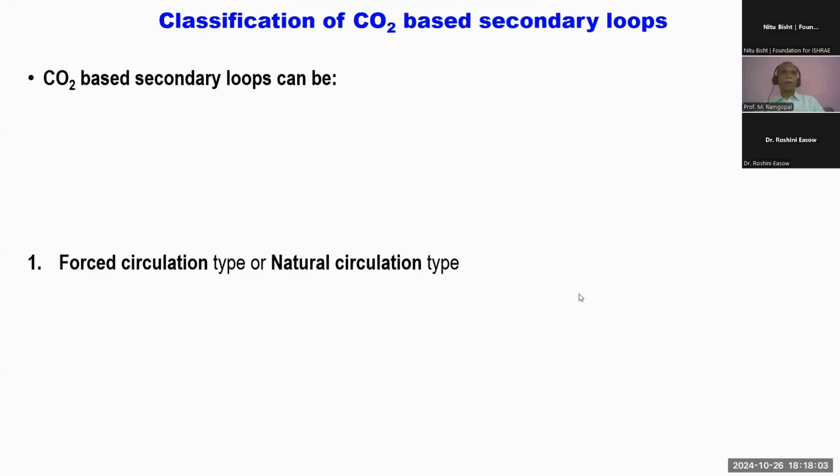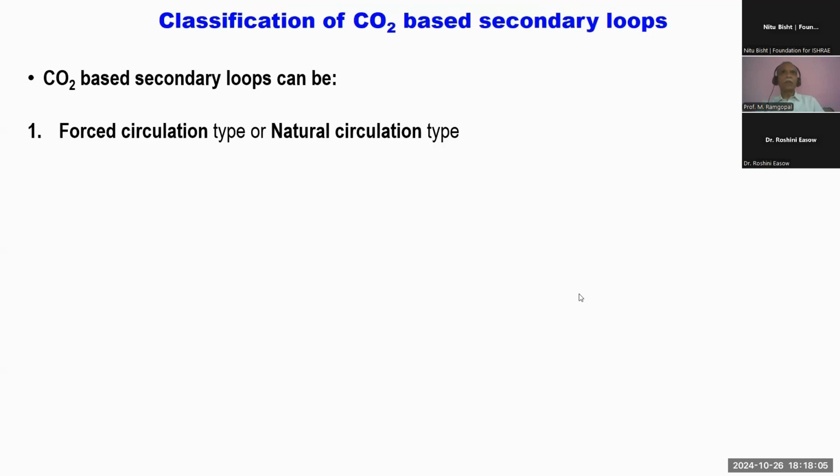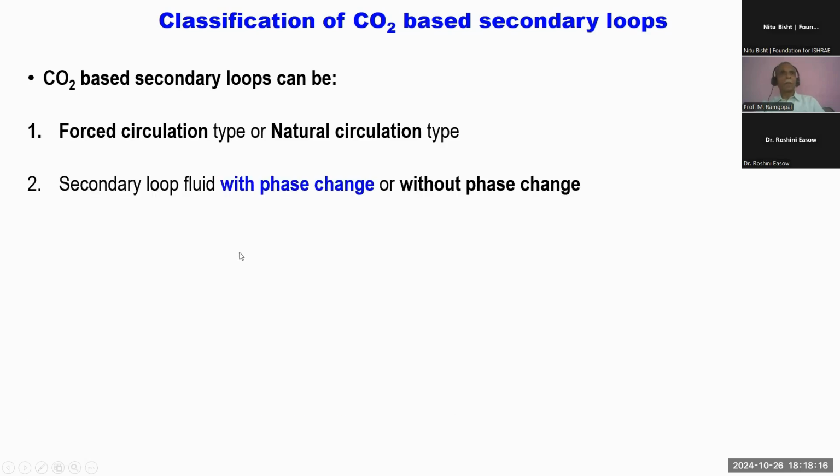So the CO2 based secondary loops can be forced circulation type or natural circulation type. In forced circulation type, as I already mentioned, a pump is required for circulating the fluid, whereas in natural circulation, we'll be using gravity for circulation. And the secondary loop fluid can undergo phase change or be without phase change. If you are using it for high temperature applications, then the loop will be in gaseous phase, so in a supercritical condition. But if I am talking about low temperature applications, then it may be in two phase, liquid and vapor.